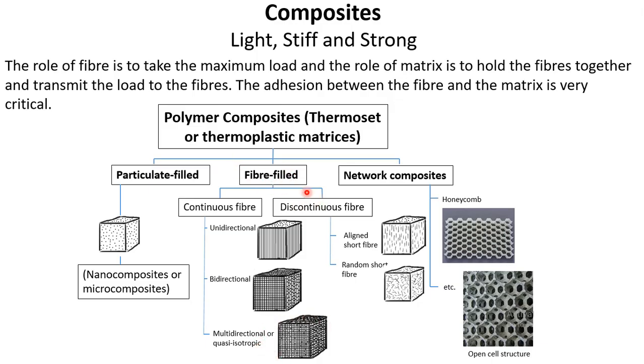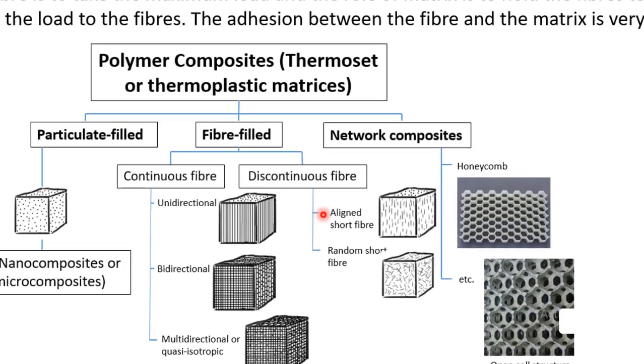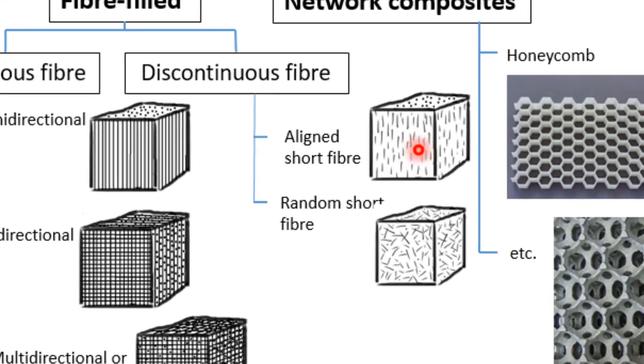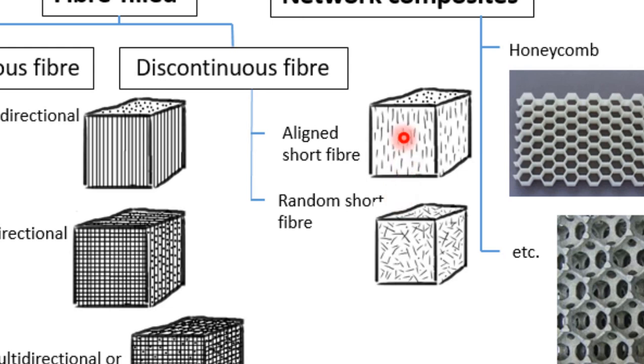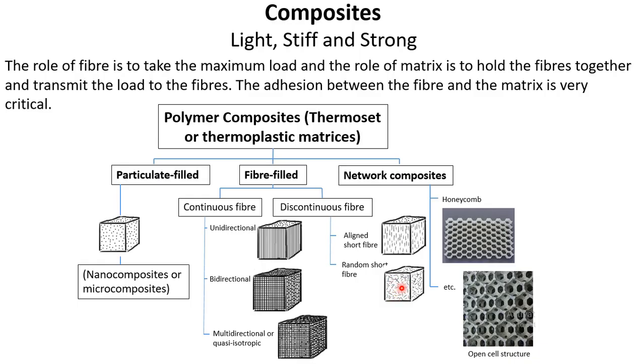Within fiber filled, there are discontinuous fibers. So these kinds of composites have fibers, but these fibers are not continuous, but rather they are chopped. They are also known as chopped fiber composites. So in some cases these chopped fibers can be aligned in one direction or they can be at random. So in this case they are at random in all directions possible.